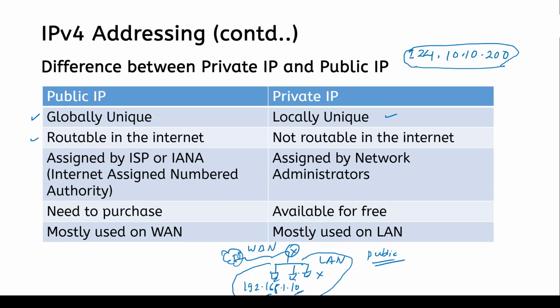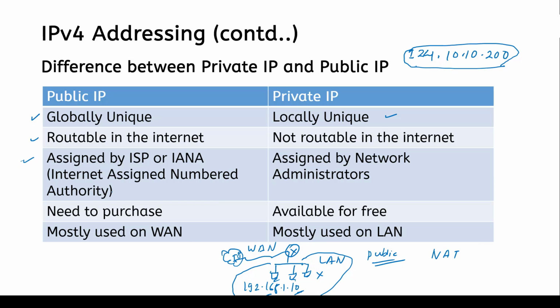The mapping of private IP to the public IP is done by a protocol, that is NAT or the network address translation. If we are using private IP, then we must have a public IP to route the network packets to the internet, or if our destination host is on the internet or in a different network. The next difference is that public IP is assigned by an ISP or IANA.